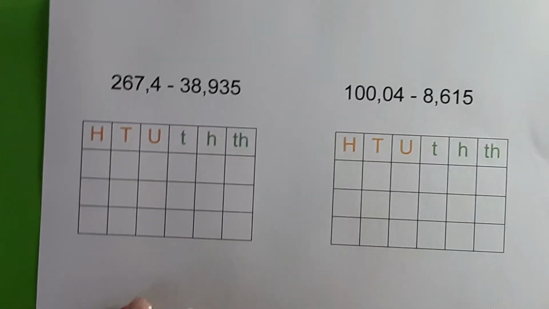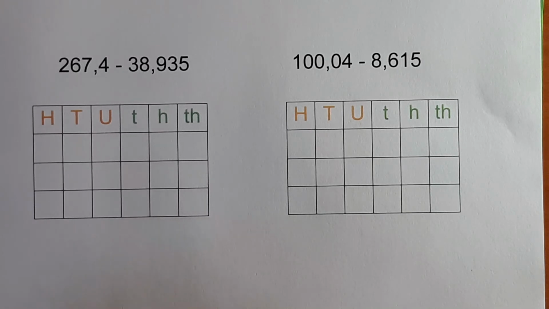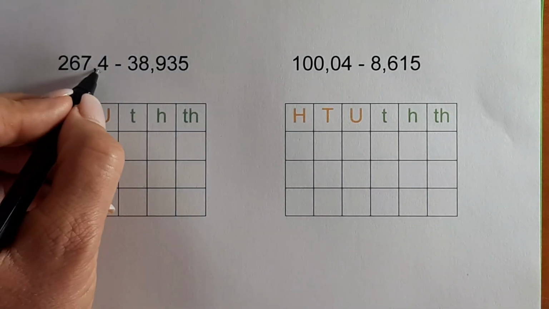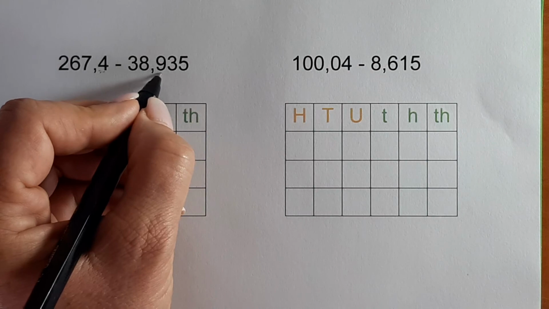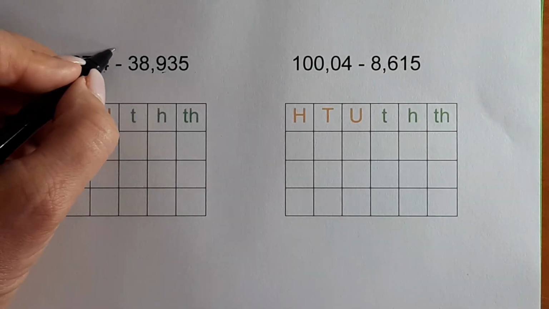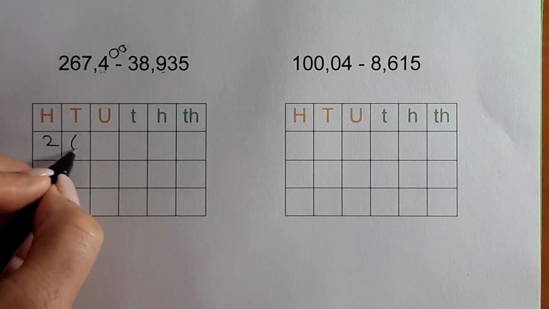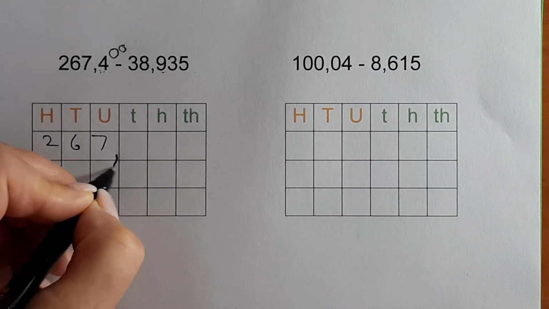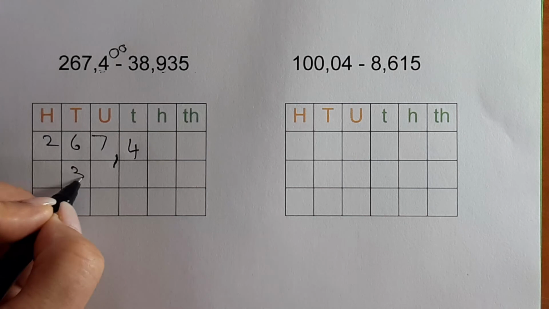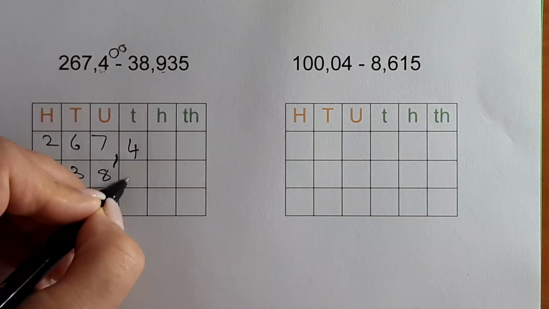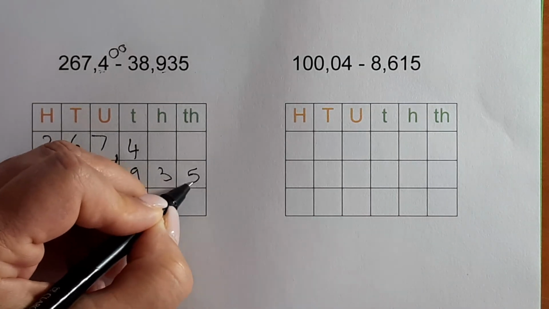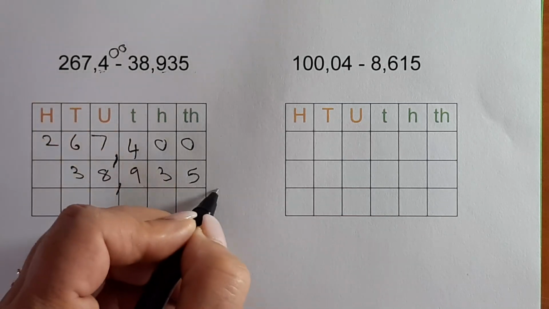If you subtract, put your commas underneath each other. Here's 1 place behind the comma, and there are 3 places behind the comma, 2 zeros to help you. So it's 267, my comma is fixed, 4. 38,935. Put your 2 zeros there to help you.